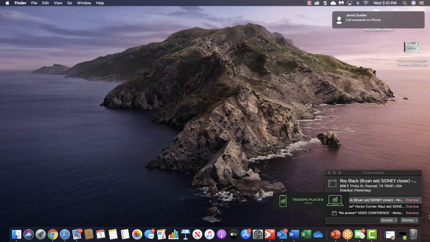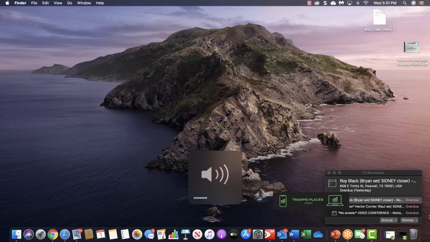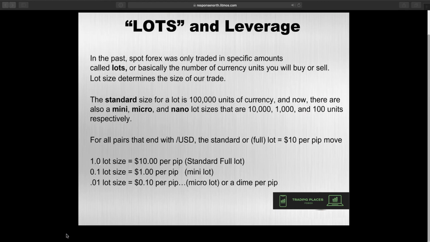So here's what this means to you in reality. 100,000 units. If I'm trading that relationship, I'm trading what is called a standard lot. 1.0 means I'm trading value based on this number, which for all pairs that end in USD is $10 a pip. So again, think of our example earlier when we bought at 50 and then it was up at 60 and we were up 10 pips on that trade. If we were trading with the standard lot, that means $10 a pip times 10 pips is $100. So you would make $100 on that 10 pip move.